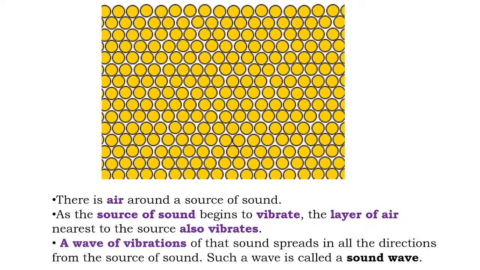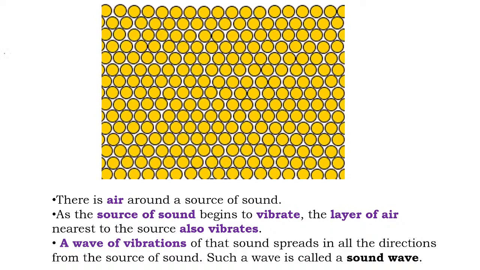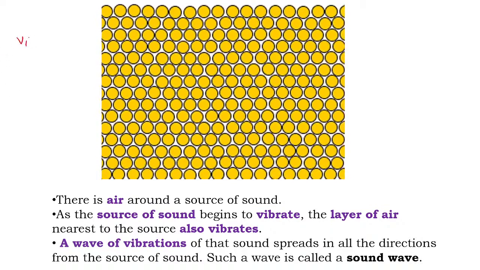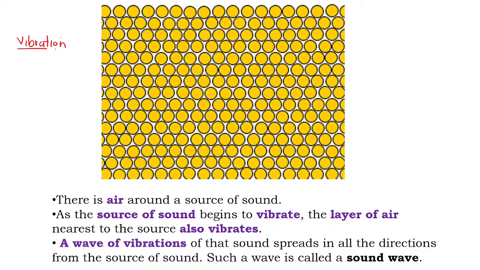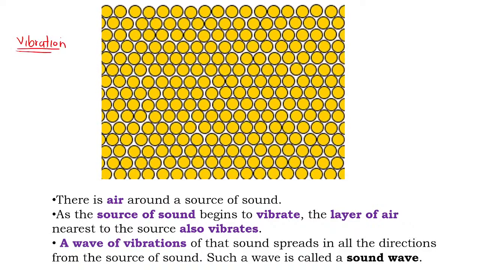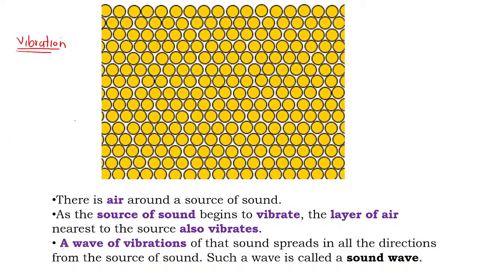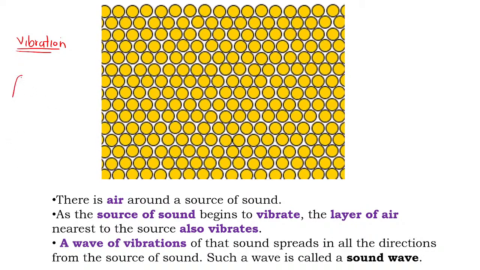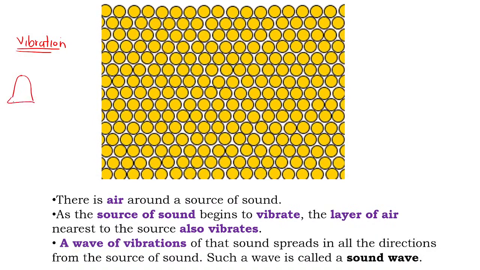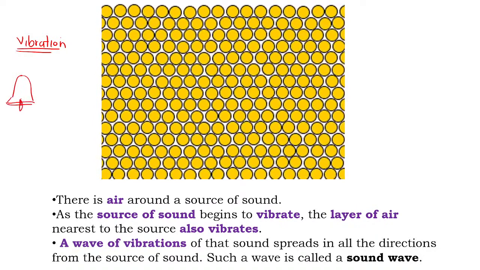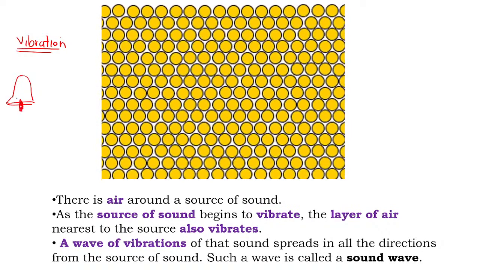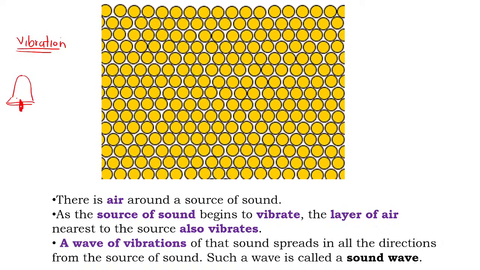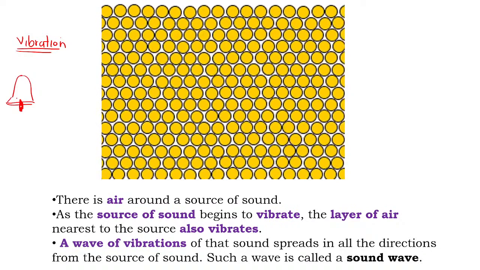I have already told you the cause of sound. Sound is produced because of vibration. Let us see actually what we mean by that. There is air around the source. Suppose there is a bell, a musical instrument. When you strike this metal bell, it generates or produces sound.